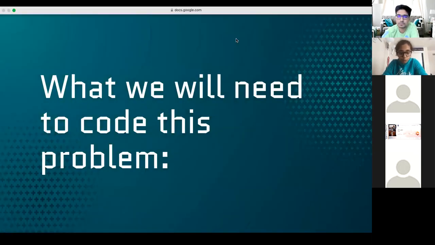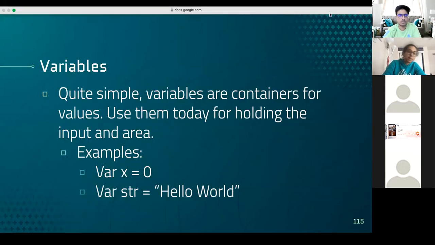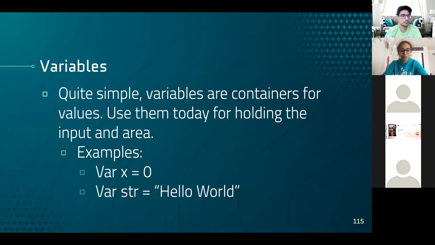All right, so what we will need to code this problem. First of all, variables. This should be quite obvious by now. In every coding problem, we need variables because we need to store values either permanently or temporarily to use them again and then do some sort of operation to them. So variables can be numbers or strings, or technically arrays are also variables. They're just a list of different variables. But yeah, we will be using variables today.